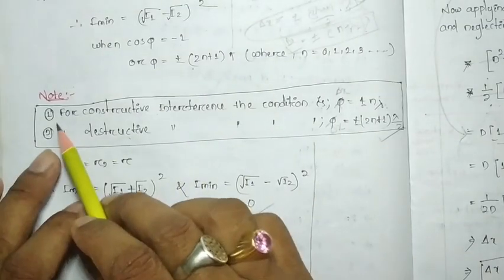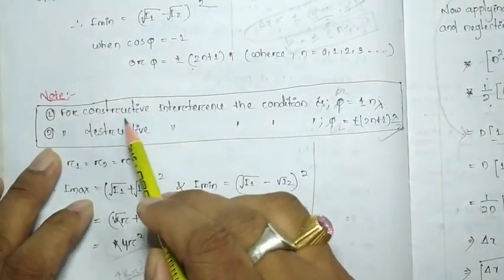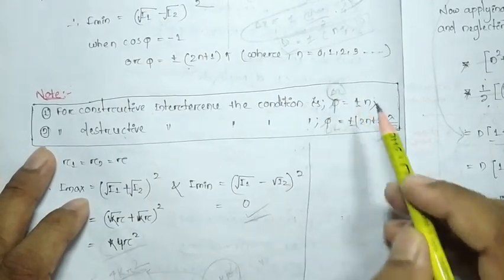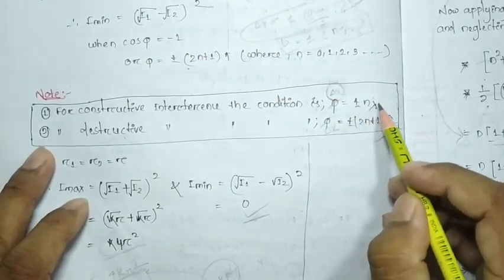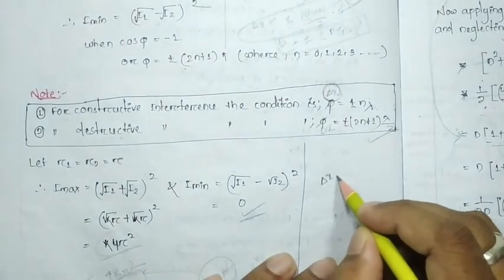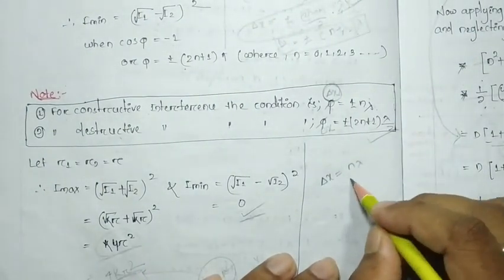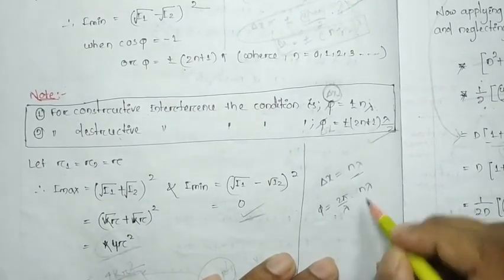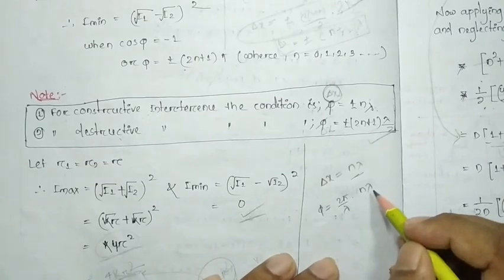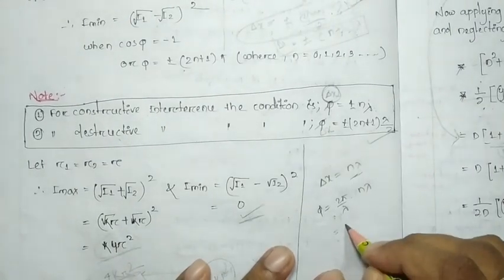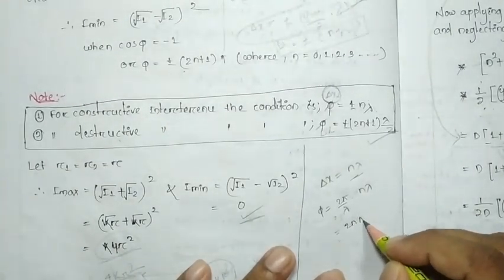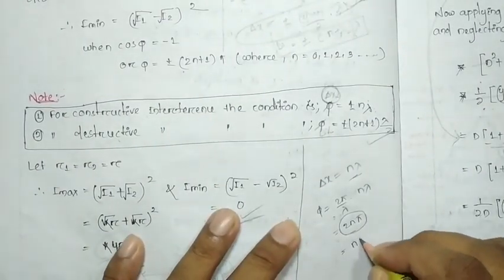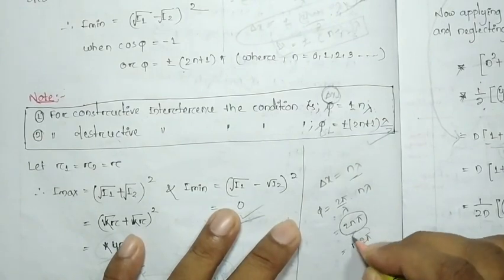That is, for constructive interference, the condition is that the path difference should be plus or minus n lambda. So if the path difference is plus or minus n lambda, the phase difference will be 2 pi by lambda into the path difference, that will be n lambda. So lambda gets cancelled, and it will be 2n pi, or n into 2 pi.